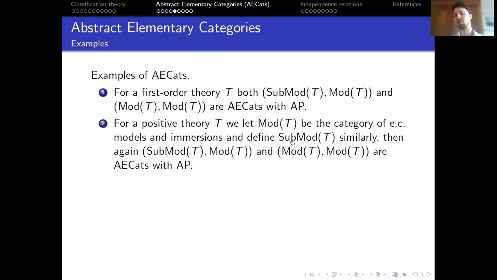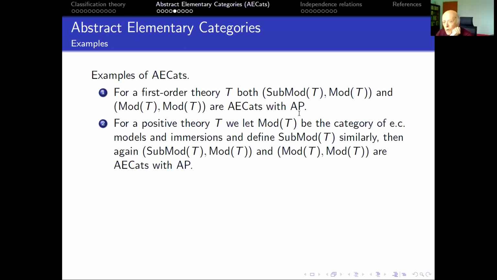We can define subsets of models very similarly to what I did a few slides ago, and then we get that these things are again AE cats with AP. I use the same notation because this is really just a generalization of what happens in the first point, because any first order theory T can be considered as a positive theory, and then everything specializes to the original notion.